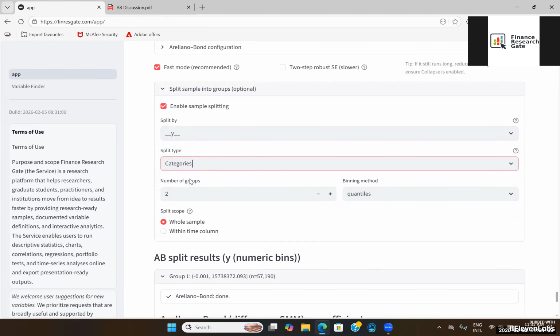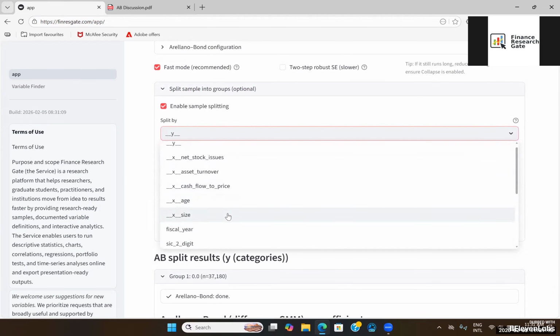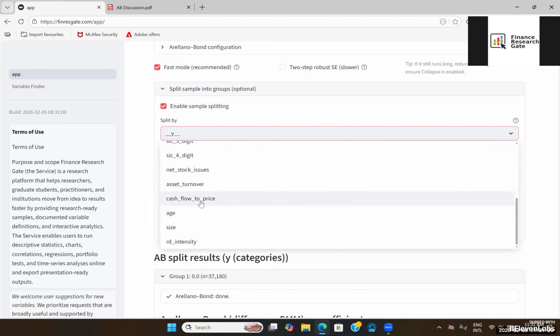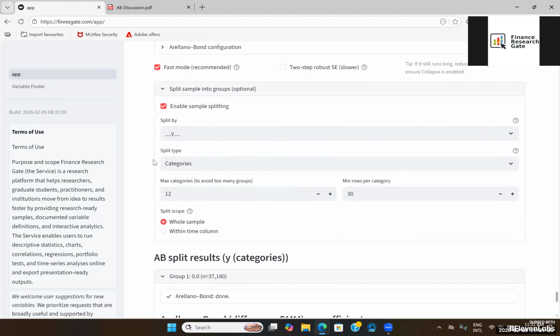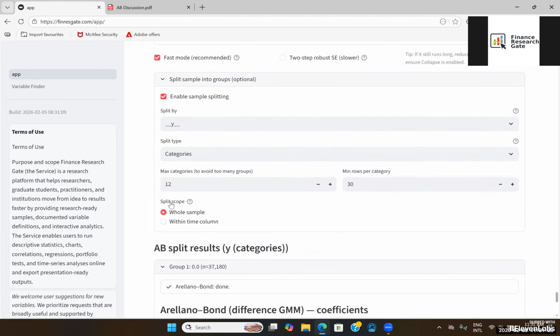For example, if you want to conduct an analysis distinguishing between high-tech firms and low-tech firms, you can certainly do that. Once you've completed the categorization, you'll have the option to make a selection. For example, I could work with sectors, and once I've chosen specific sectors from this list, I can then select the exact industry that's most relevant to my needs. So that concludes our overview of the Arellano-Bond system.